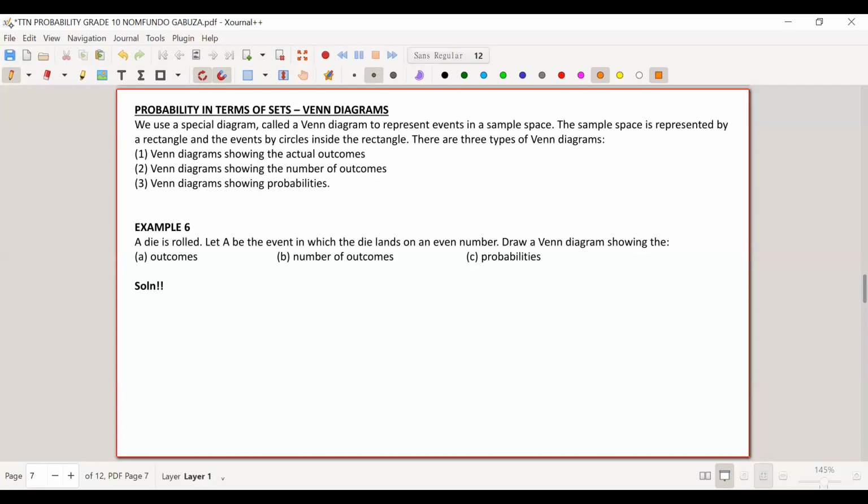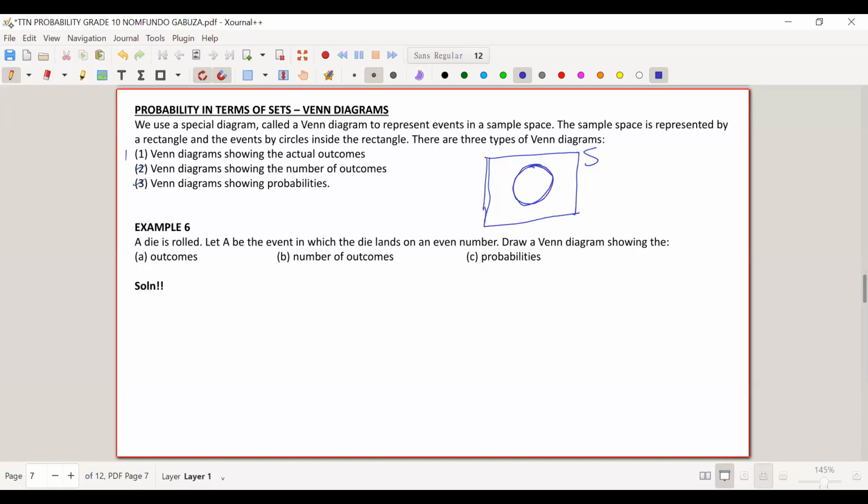Okay, so the sample space is going to be represented by a rectangle. We call this the sample space, the rectangle. Then the events that we are interested in, we normally write them in circles. There are 3 types of Venn diagrams. The first is the Venn diagram showing the actual outcomes. Let's move on to example 6 so that you can understand better.